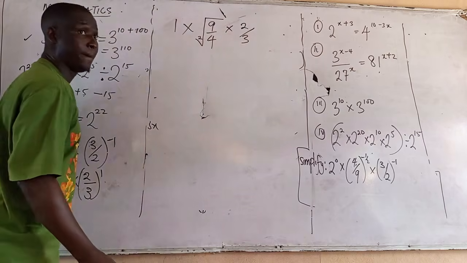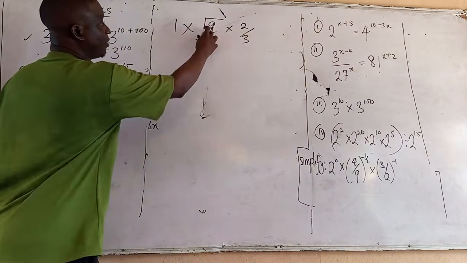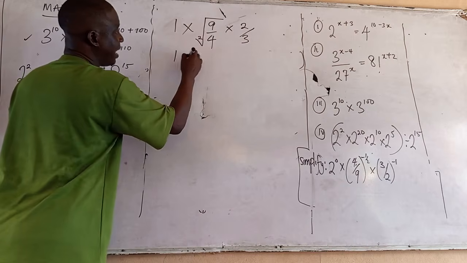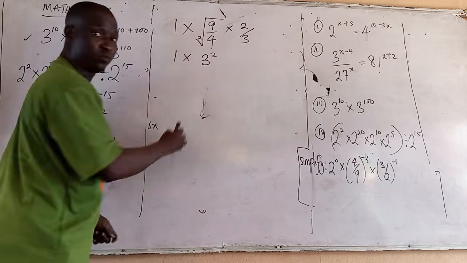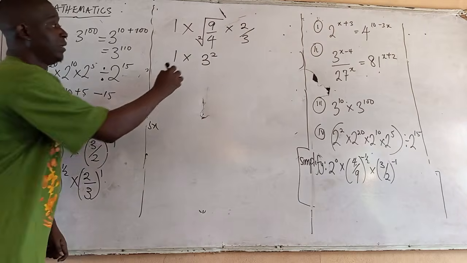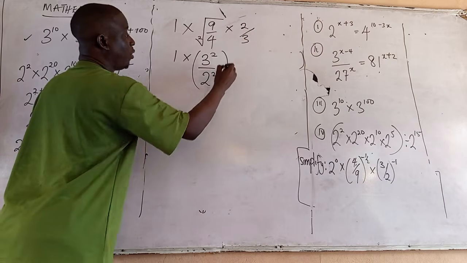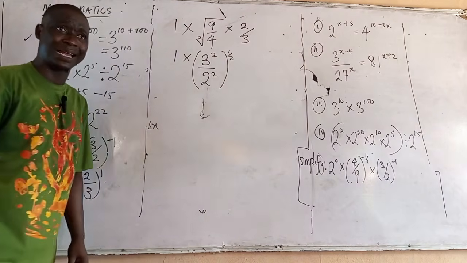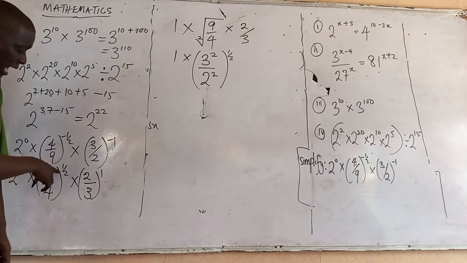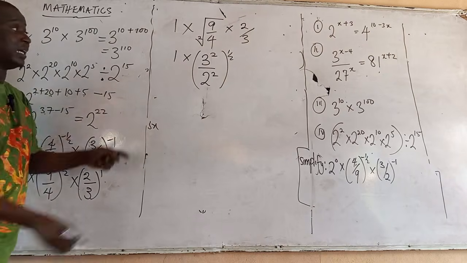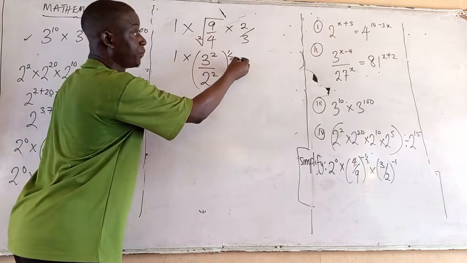2 over 3, abi now? Somebody else can say, Mr. Ali, what about if I write it as 1 times 3 raised to the power 2? No, 9 is 3 raised to the power 2 now. Divide by what? 2 raised to the power 2. All to the power of what? 1 over 2. You know, somebody can leave it like that. You can leave it half there and do it this way.